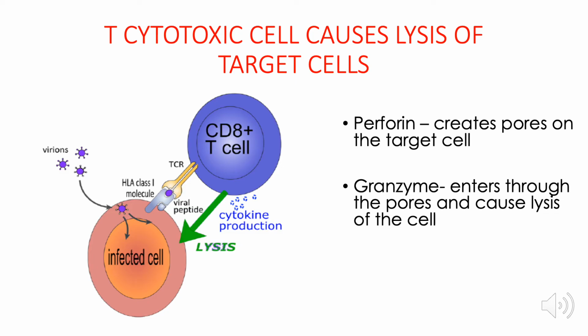The T cell now will release two important chemicals. Perforin, from the name itself, it will perforate something. It will create pores on the surface of the virally infected cell. And the pores now will serve as the portal of entry for another chemical, and you call it granzyme. Granzyme will enter through the pores into the virally infected cell, and it will cause the cell to undergo lysis.